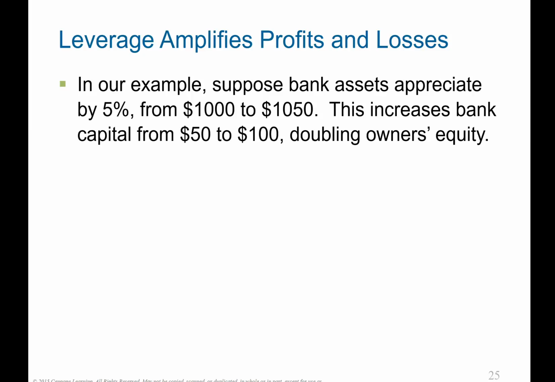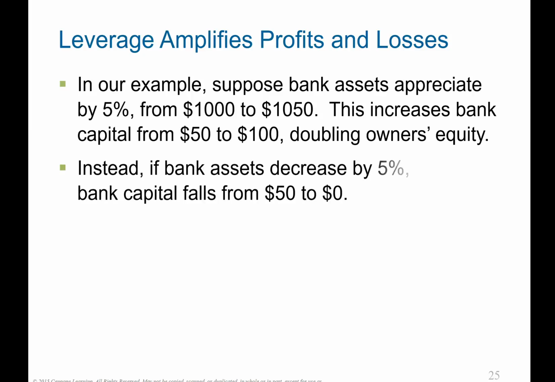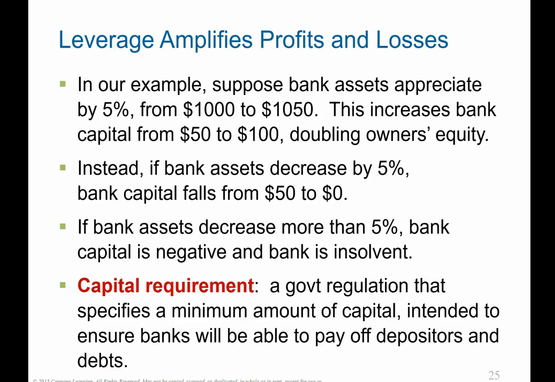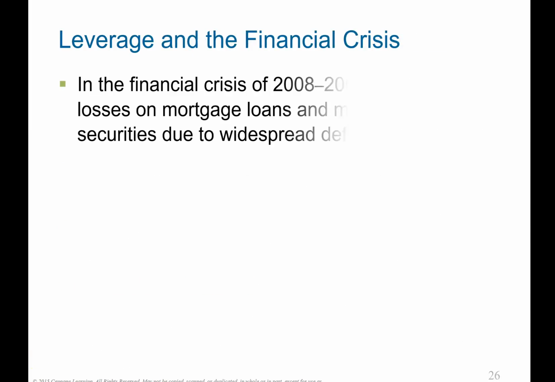And so in the example you just saw, if the bank assets appreciate by 5% from 1,000 to 1,050, then bank capital increases from $50 to $100, which doubles owner's equity. And so if instead bank assets decrease by 5%, then bank capital falls from $50 to 0. And if bank assets were to decrease by more than 5%, the bank would have negative capital and they would be deemed insolvent. So there's this capital requirement that requires that the banks maintain a minimum amount of capital that ensures that the banks will be able to pay off their depositors and their debts. So on their balance sheet, it's very important that they have this.